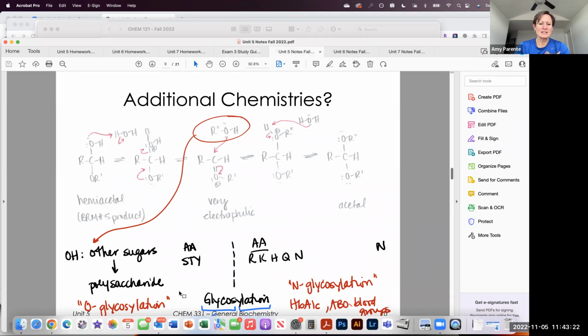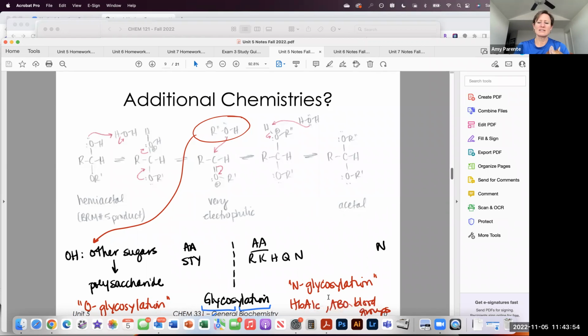You make polysaccharides, but we can have oxygen that comes as part of other functional groups, like the OH groups in amino acids, which allow us to decorate proteins with sugars. And then we can have N-glycosylation, which basically means that the nucleophile is going to be a nitrogen atom. And this is how we are going to add sugar to hemoglobin.